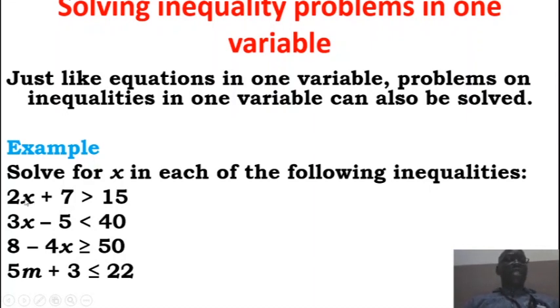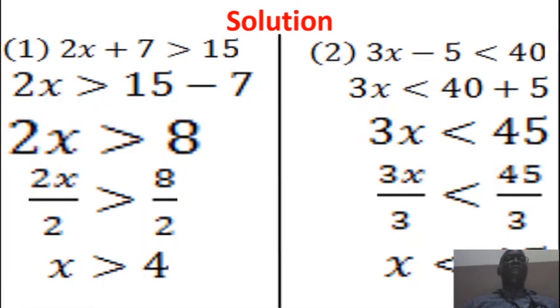The first one says 2x plus 7 is greater than 15. The second one, 3x minus 5 is less than 40. And the third one and the fourth one are following. So we solve. How do we do it? Solve exactly the way you solve equations, but be careful not to change inequality to equality.